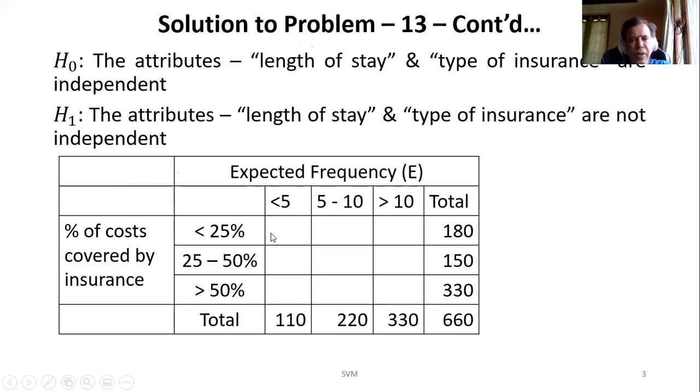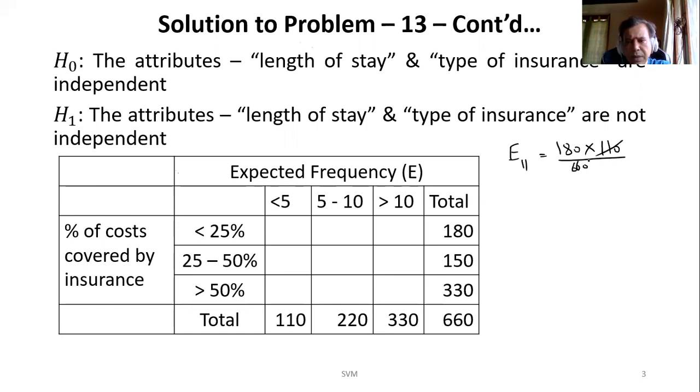Now, how do we calculate the expected frequency? For example, if I have to calculate the expected frequency at the first row and first column, we choose the corresponding row total, which is 180. That we multiply with the corresponding column total, which is 110, divided by the grand total. The grand total is 660.